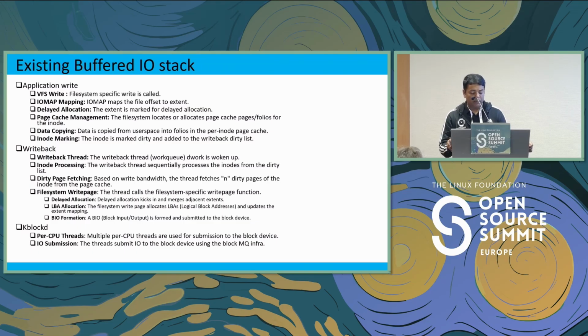Once the LBA allocation is done and we know where on the disk the data will be placed, we form a bio, and that bio is offloaded to kblockd for submission. Here kblockd is already present, with per-CPU threads. And from kblockd, the IO submission happens using the block multi-queue infrastructure to the NVMe device or the underlying device.